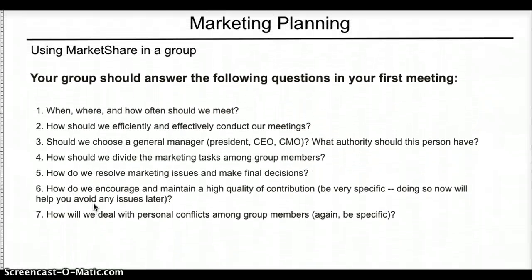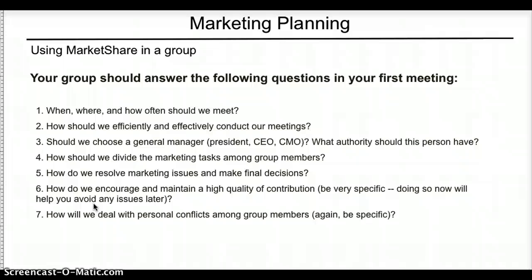And then finally, your market share manual does suggest that if you're working in groups, which we will be, here are some questions that you and your team members should discuss in or prior to your first meeting. So one of the things you want to define as a group is when, where, and how you will meet, and how you will conduct your meetings. What do you need team members to have prepared prior to your meetings? How often do you meet?